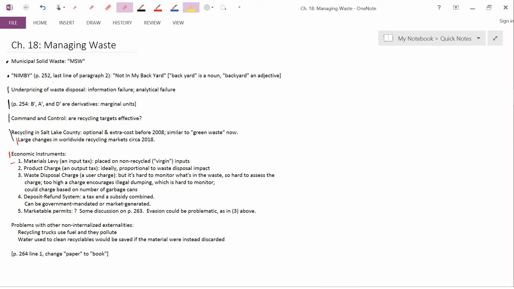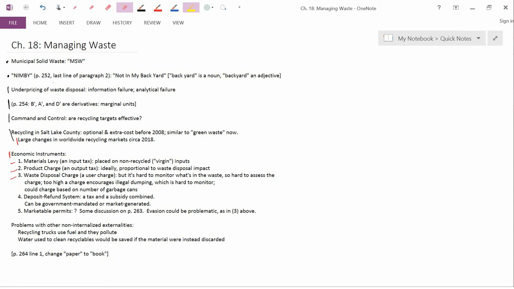Number two, product charge is an output tax. So that's a tax on producers that they have to pay based on how difficult it's going to be to dispose of the producer's output once that product gets used up. Next, we have a waste disposal charge, which is not a charge on the firm. The materials levy, number one, and the product charge, number two, were a charge on the firm, on the producer. The waste disposal charge is a charge on the consumer. That's why I said here a user charge. It's a charge on the consumer, the person who buys it.